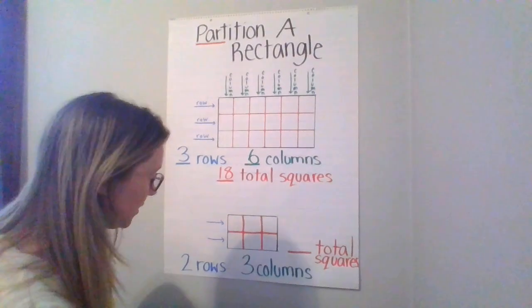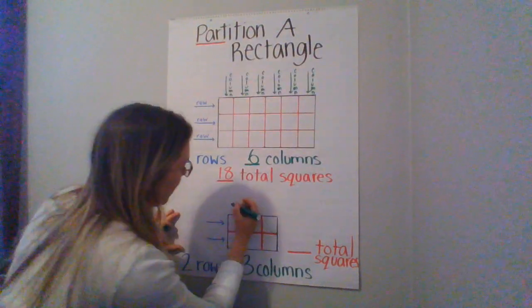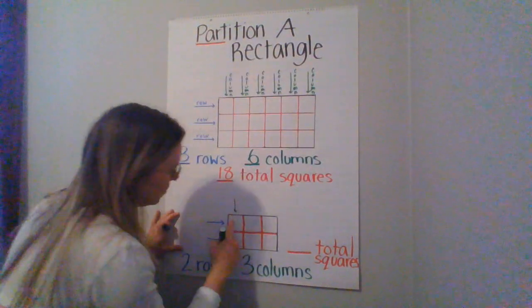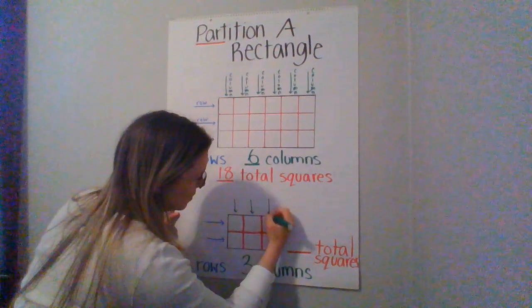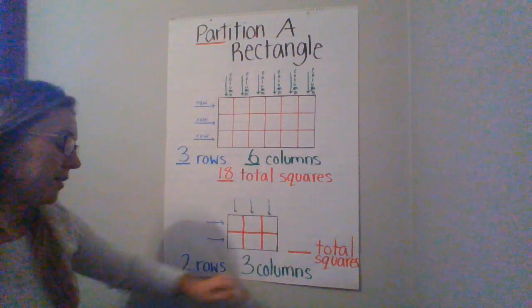Okay, let's just check and make sure that I have 3 columns going up and down. 1, 2, 3. Okay, I have 2 rows and 3 columns.